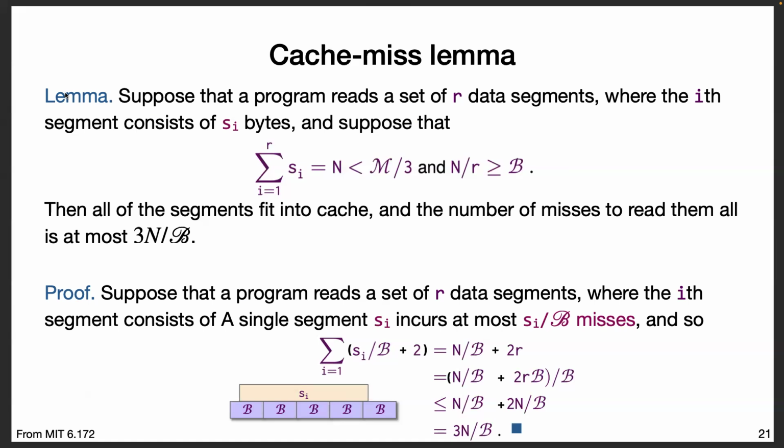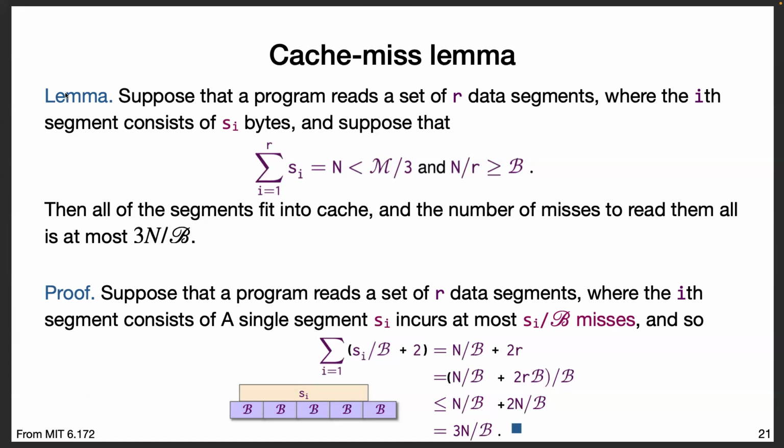Actually, the second part doesn't depend on fitting in cache. As long as they're all contiguous, streaming an arbitrarily large array of size n will take you n over B cache misses. But the first part depends on how big the segments are, which is that they're going to fit into the cache, because all the segments are at most M over 3.